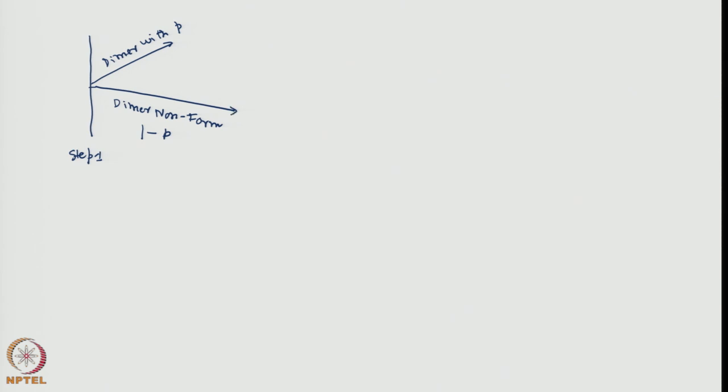I will now consider the states, steps along these vertical lines. Let us say in step 1, where I get monomer plus monomer is a dimer. As soon as the process is over, at the end of step 1, I have a dimer formation with probability p, or I may have no dimer growth or non-growth, non-formation, with probability 1 minus p. We may need more length, so we will write like this.